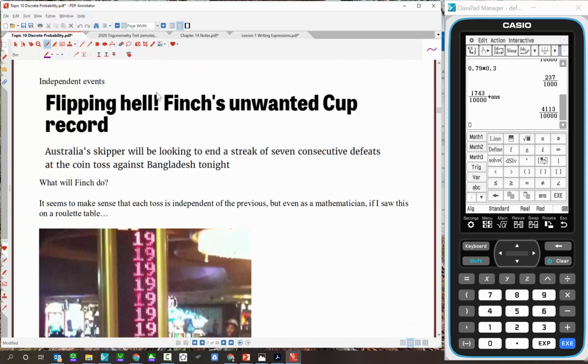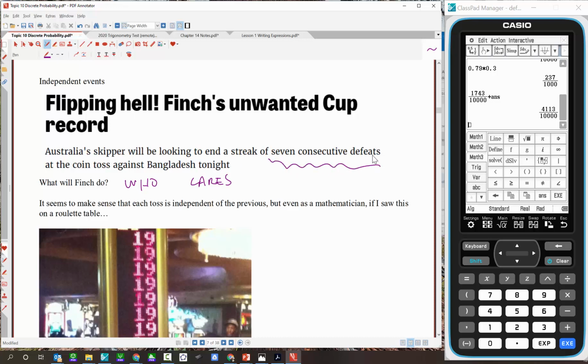Okay, so on to independent events. Finch's unwanted cup record. Australia's skipper will be looking to end a streak of 7 consecutive defeats at the coin toss tonight against Bangladesh. What will Finch do? Your answer should be, who cares? Why? Because each coin toss is independent of the last. The fact that he's had 7 consecutive defeats does not mean a thing.